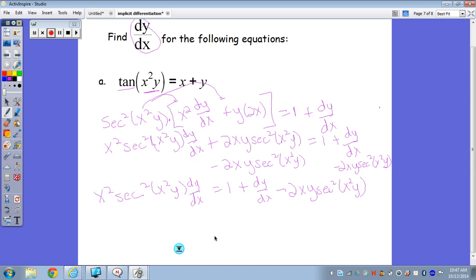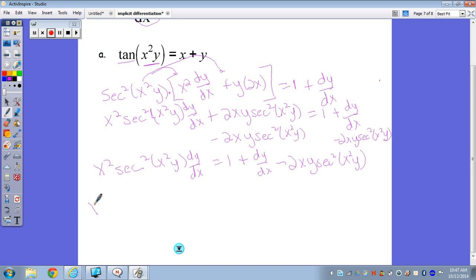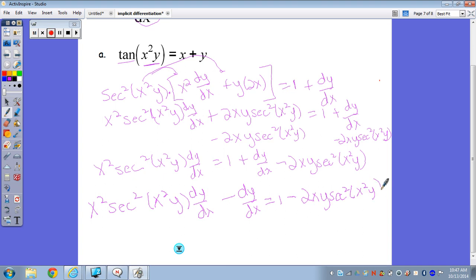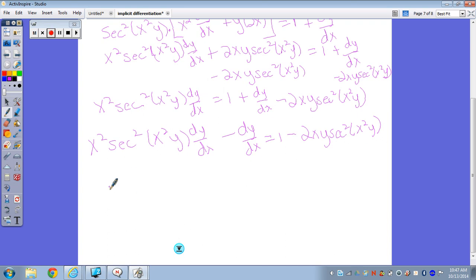And then I still need to get this dy/dx to the other side, so I'm going to subtract it. Again, you can show that in one step above if you can do that in your head. Okay, so I'm just subtracting the dy/dx to the other side. And then the second last step is factor out a dy/dx because we need to get it completely by itself. So I'm going to factor that.